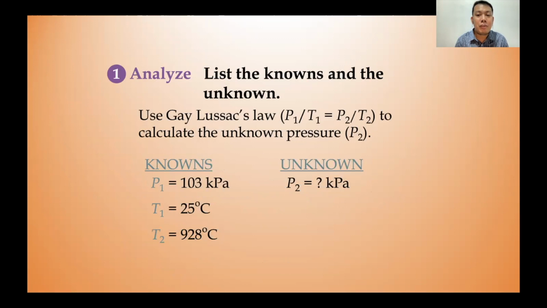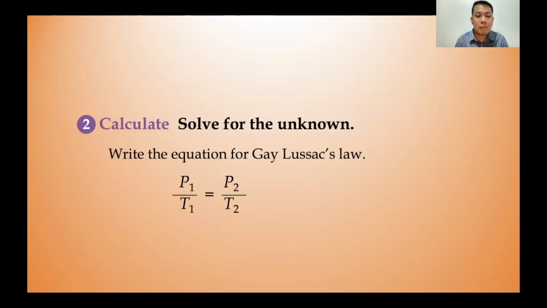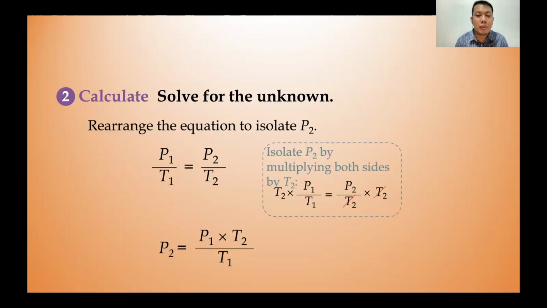Correct. So again, a formula, list the known and the unknown. In this case, the unknown is the P2 or the pressure in kilopascal. So solve for the unknown. Remember, because this problem involves temperature and gas law, you have to convert degrees Celsius to Kelvin. And then calculate for the unknown using the formula. Multiply both sides by T2 so that you can cancel out T2 from P2. And with that, you have a formula of P2 is equal to P1 times T2 over T1.